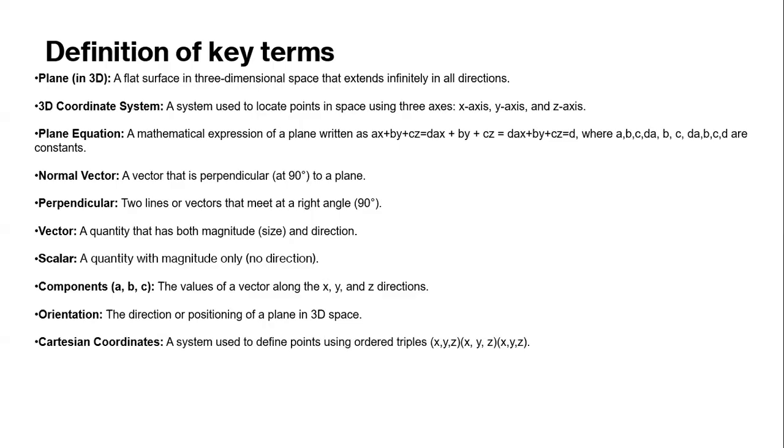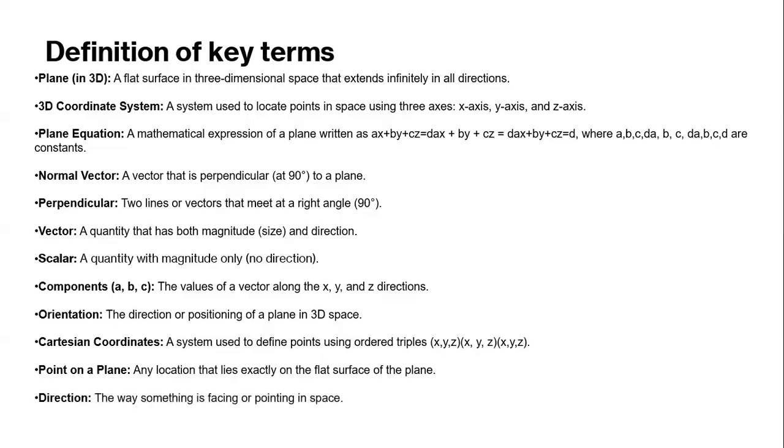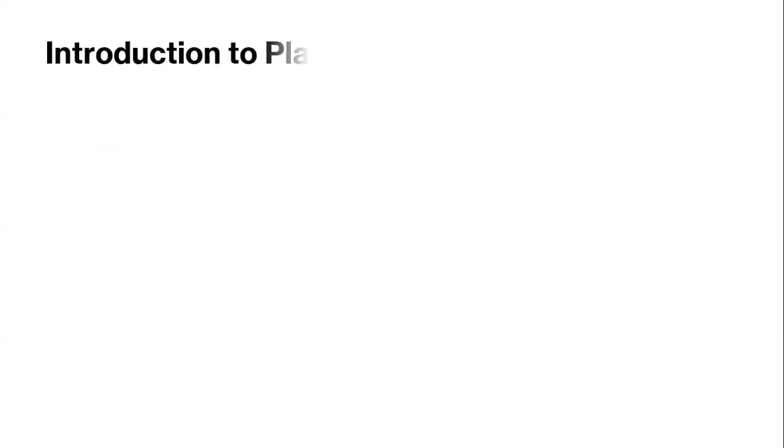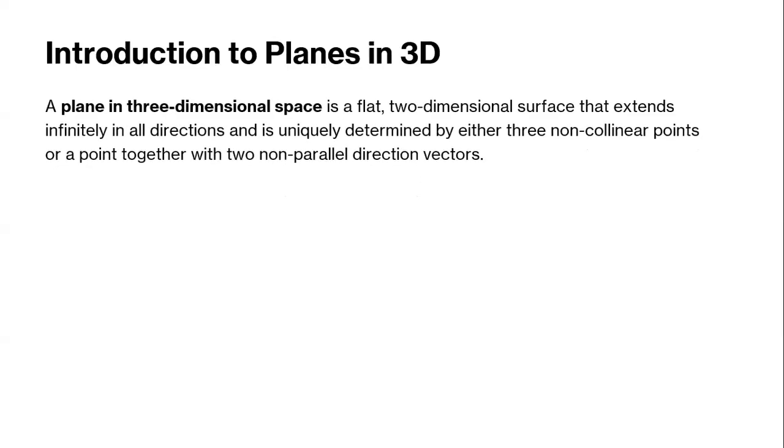The Cartesian coordinates is just a system used to define points using ordered triples. The point on a plane is any location that lies exactly on the flat surface of a plane. The direction is the way something is facing or pointing in space. I will now hand you over to Ms. Puran, who will be doing this section.